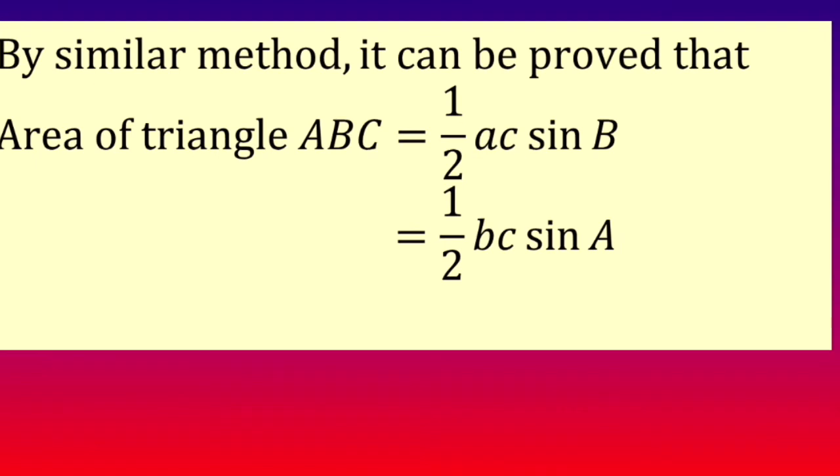By similar method, it can be proved that area of triangle ABC is 1 over 2 AC sine B, which is also equal to 1 over 2 BC sine A. That's all my sharing about how to prove the area of triangle.